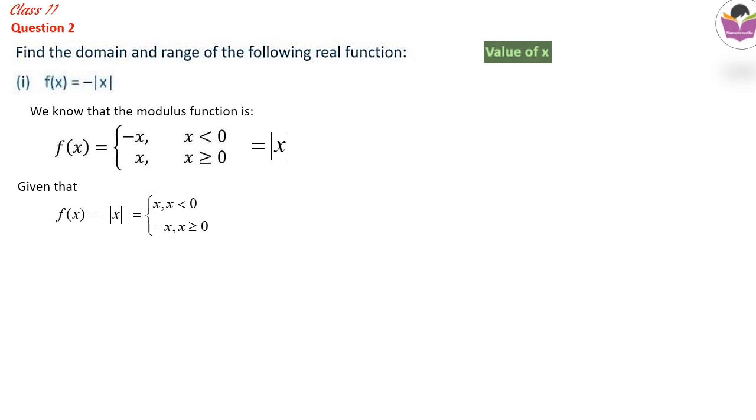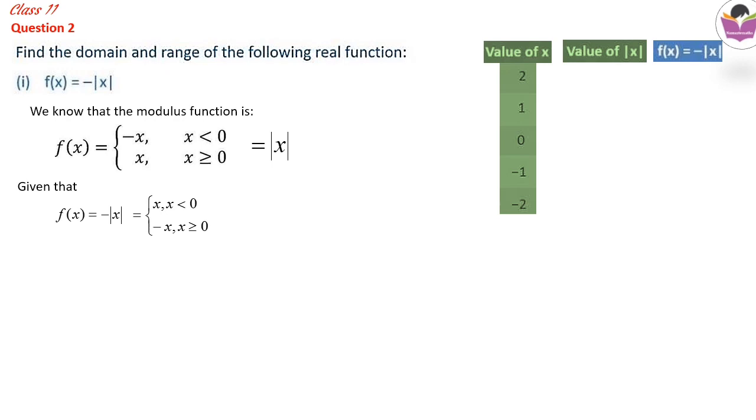Then let's substitute some values of x first of all. We will give some input values and find out the output values, that is the value of modulus of x, then the value of minus modulus of x. This is what we are going to check now. Some input values of x will be given, then we take its modulus value using the definition, and then we take the minus of that modulus value.